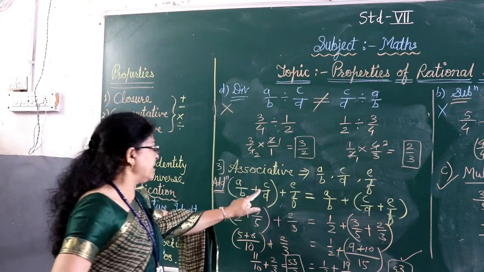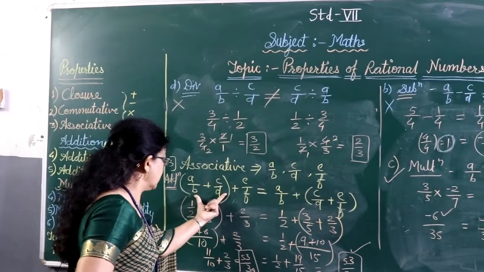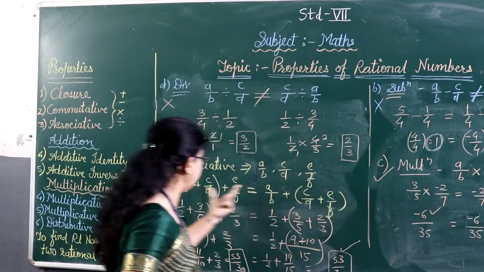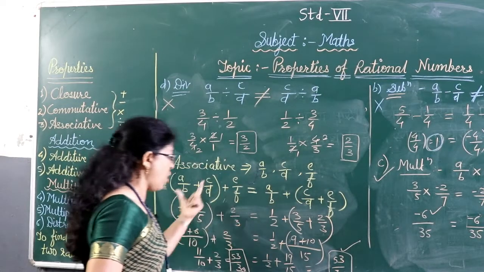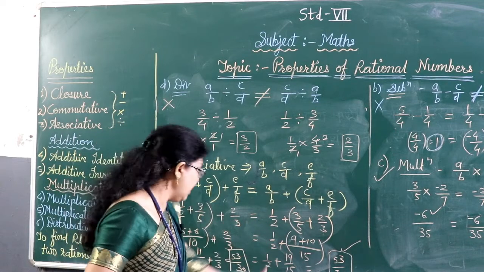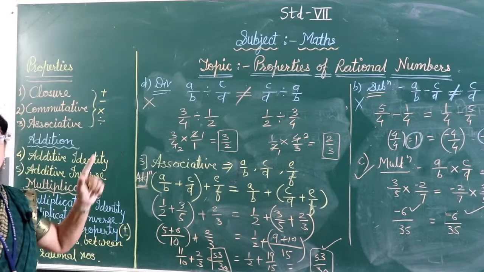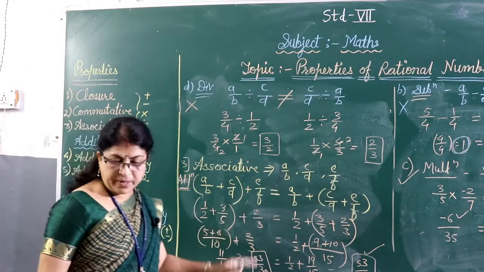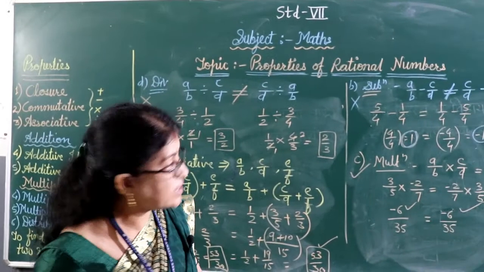When we apply the bracket to the first two rational numbers on one side and to the last two rational numbers on the other side, if in this form both sides are equal, then we can say that addition of rational numbers is associative. The same property we are going to apply for subtraction.